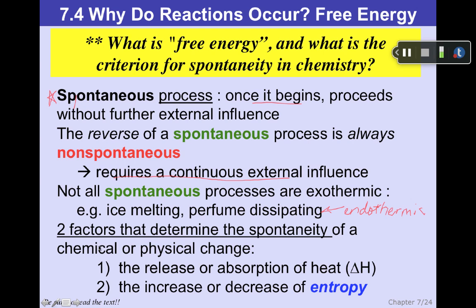So the things that determine the spontaneity of a chemical or physical change have to do with two factors: whether or not the heat is absorbed or released, in other words, exo and endothermic reactions. If it's released, it's exo. If it's absorbed, it's going to be endothermic. And we'll talk about how that affects delta H, but not right away today. And then the second factor is the increase or decrease of entropy. That helps to determine whether a reaction is spontaneous.